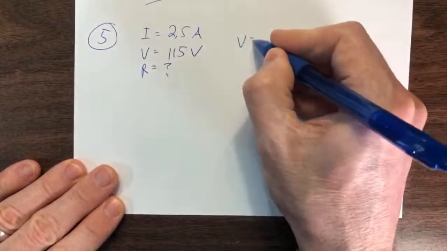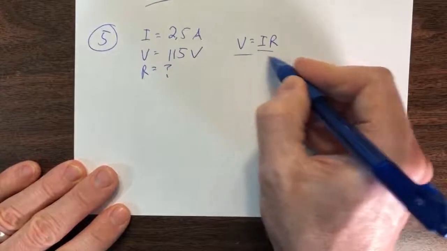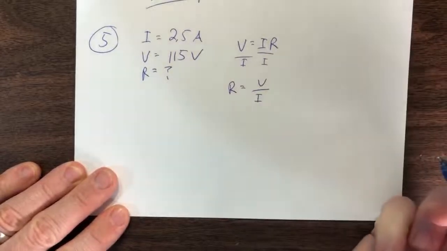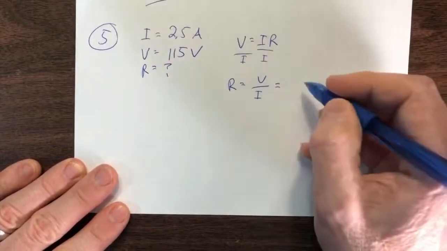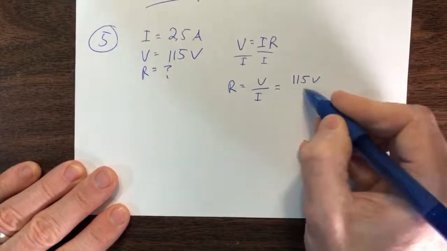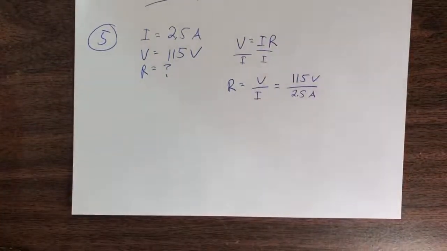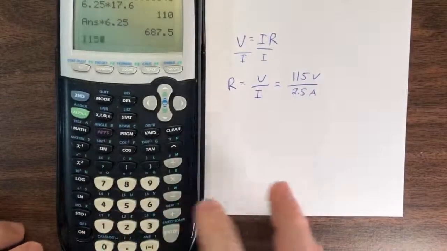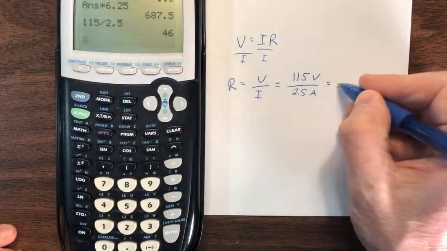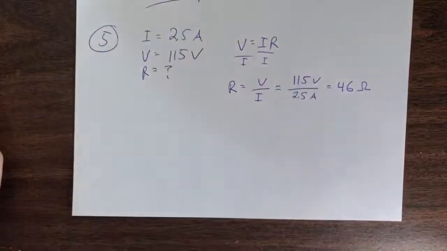So we have V equals IR. And if we want to solve for resistance, all we do is divide both sides by I. So your resistance is your voltage over your current. Resistance is going to be 115 volts divided by 2.5 amps. 115 divided by 2.5 is going to get us 46. Your resistance is going to be in ohms, and that's it.